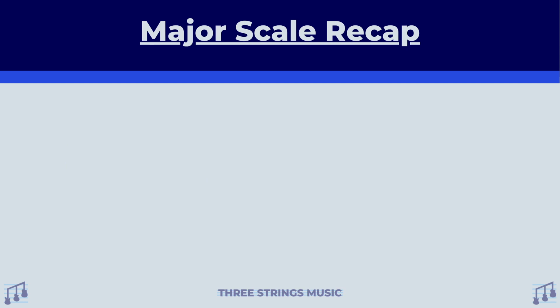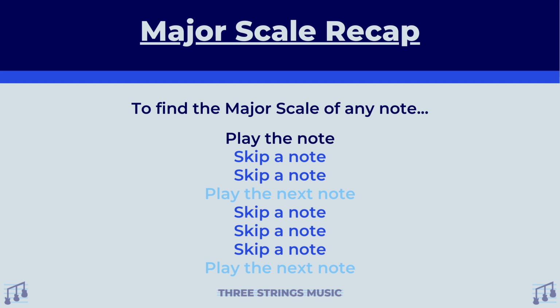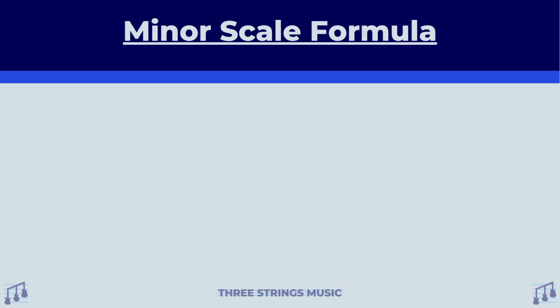Okay, so as a recap with how to find the major scale of any note, you would play the note, skip a note, play the next note, skip a note, skip a note, skip a note, and then play the next note. In other words, whole, whole, half, whole, whole, whole, half. So that's how you would find the major scale.